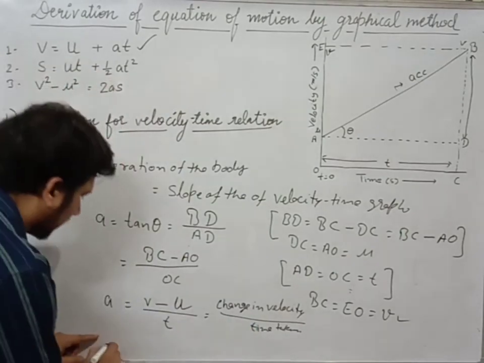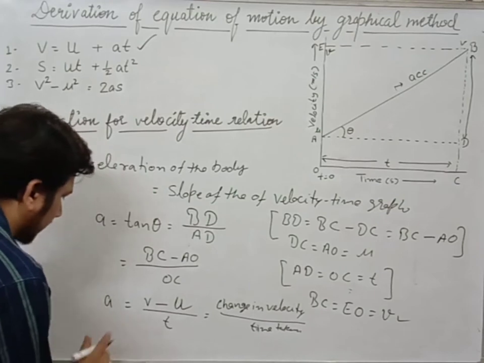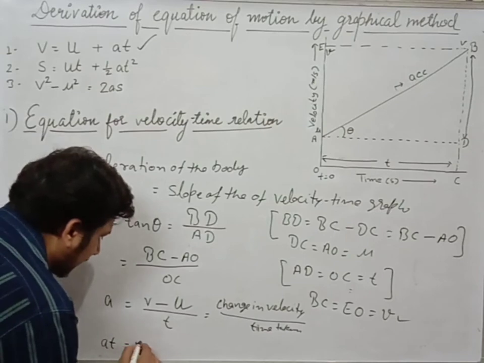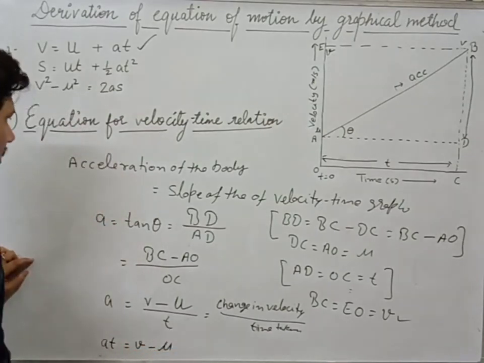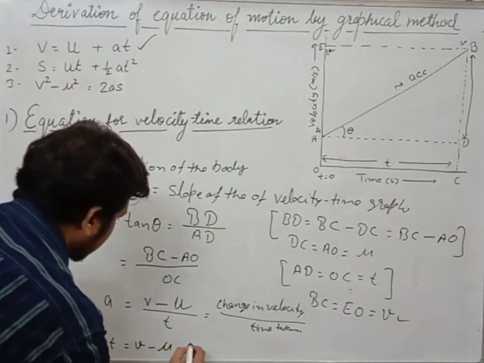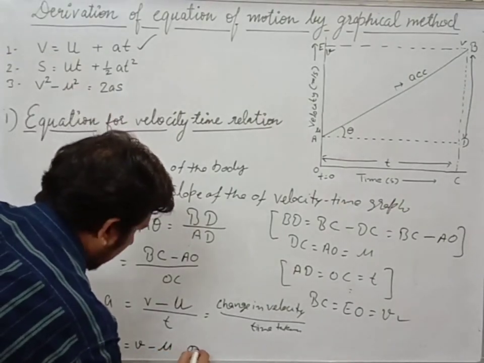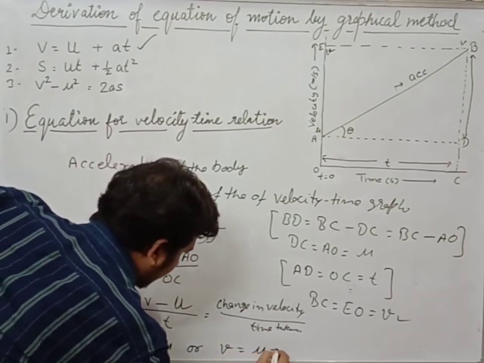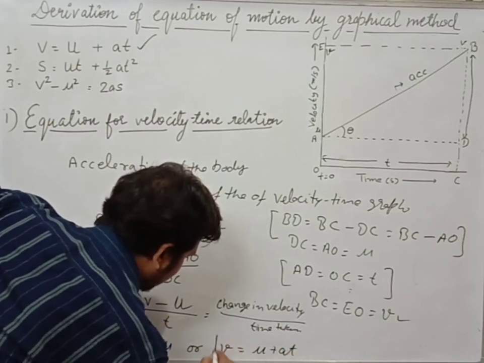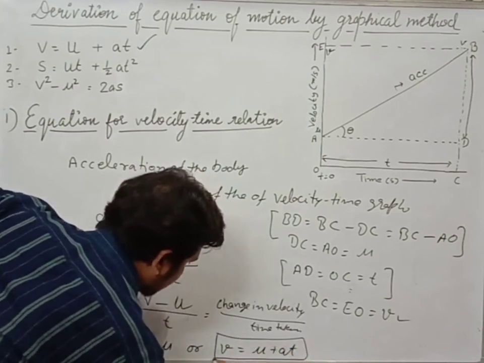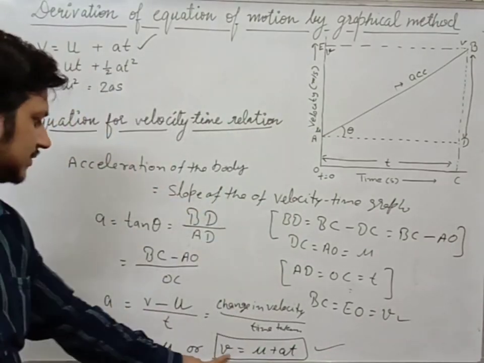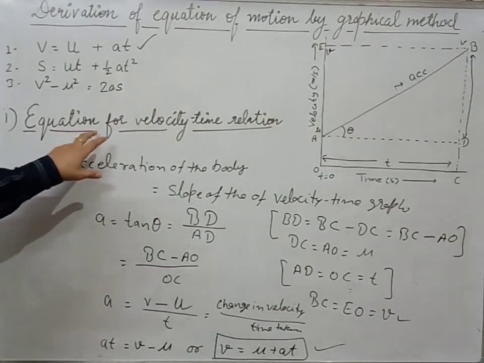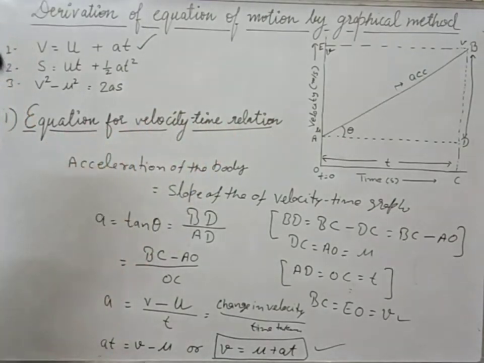Now you can write at equals v minus u, or v equals u plus at. This is the first equation of motion, which shows the time-velocity relationship.